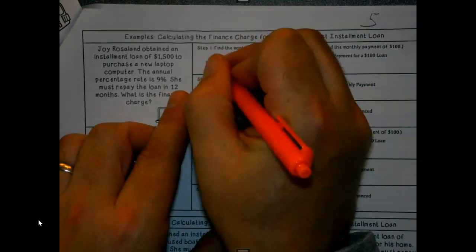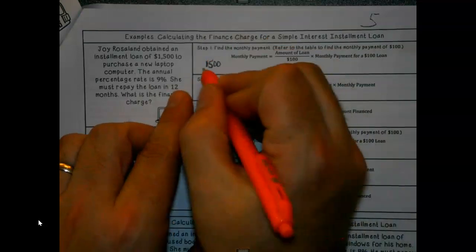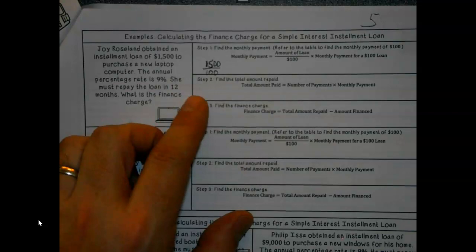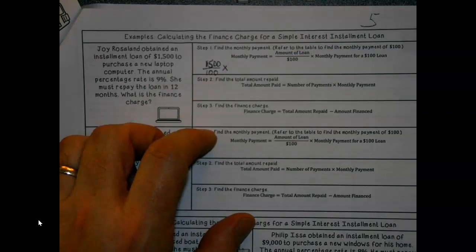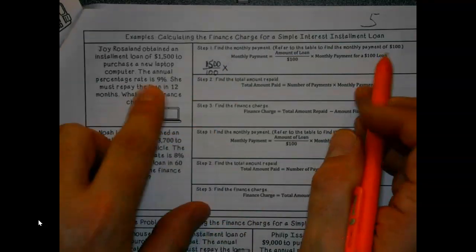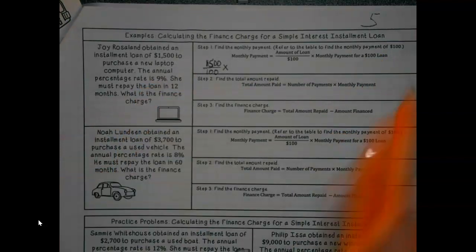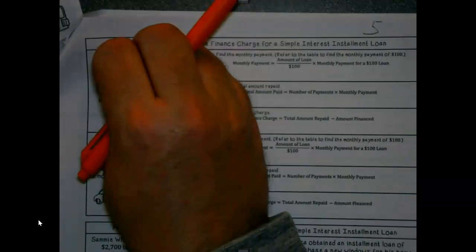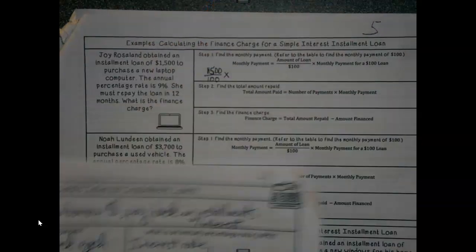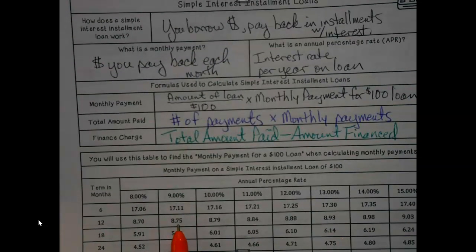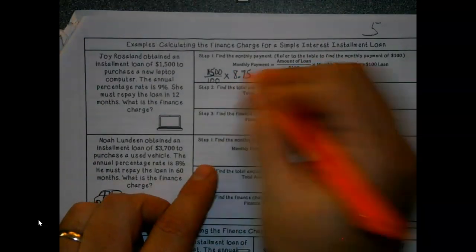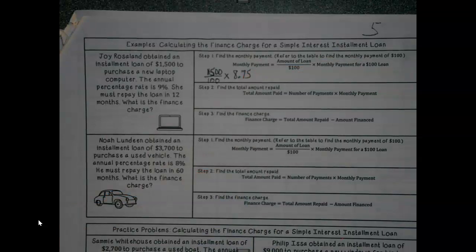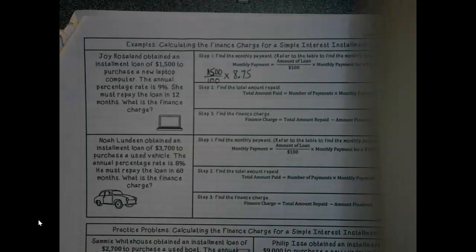If we get there, we're getting there. $1,500 divided by 100 times the monthly payment for a $100 loan at 9% for 12 months. All right, hang on a minute. Oh, I'm going to rip this so we can do this easier. So we've got 9% for 12 months. 12 months, 9% is 8.75. That's the actual number. It's not like a percent where you're going to divide that by 100. Here's where we can start to see how this works now.